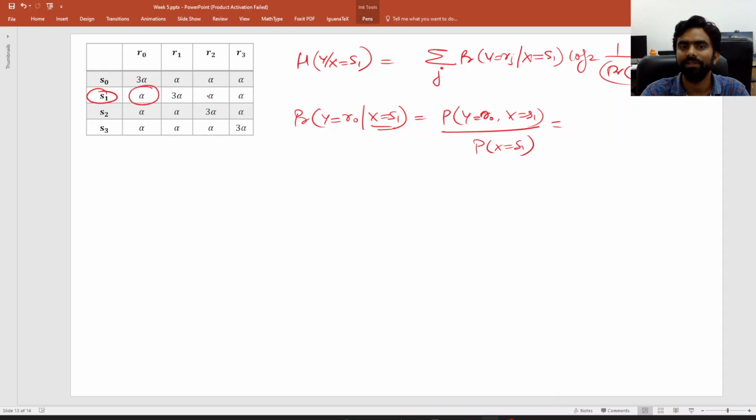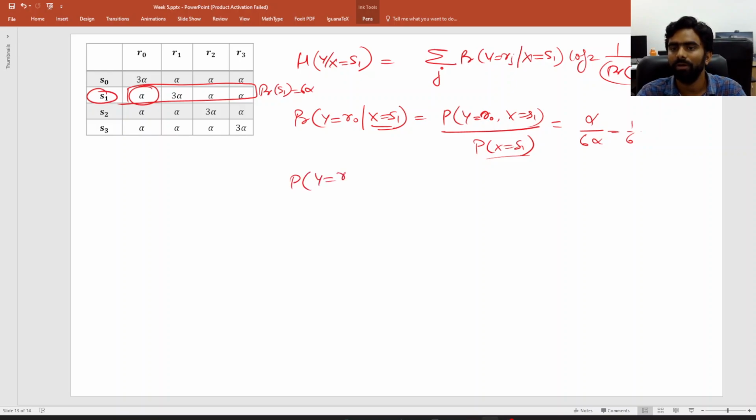Now the first term is alpha divided by the probability of s1, which is the sum across this one. This probability of s1 would be 6 alpha, so that is 1 by 6. Similarly for the others: y equal to r1 corresponding to s equal to s1 is 3 alpha divided by 6 alpha, that is half. Then y equal to r2, where r2 is alpha, alpha, that is the same.